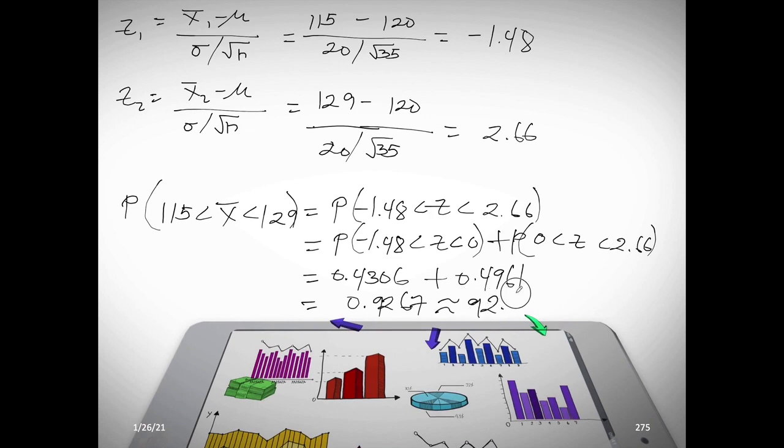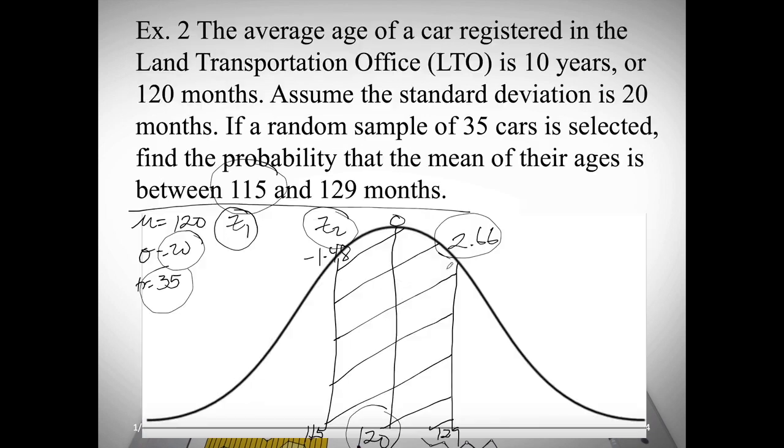or 92.67%, meaning to say 92.67% ito. Therefore, madaling salita, yung problem natin, the probability of obtaining a sample mean between 115 hanggang 129 months is 92.67%. So, ayun yung mean ng age nila, yung probability na yung age ng mga cars is 115 to 129 months is 92.67%. So, medyo mataas, no? And I think that's it for now.